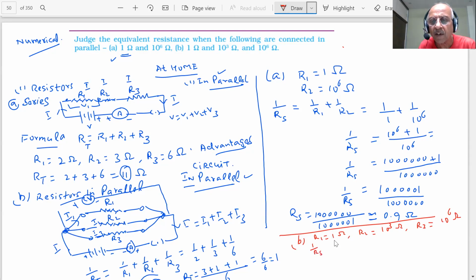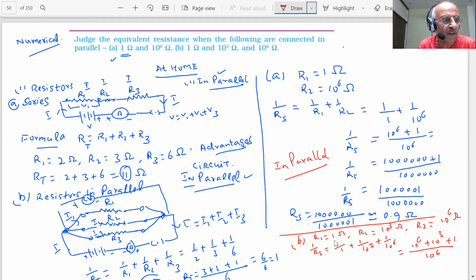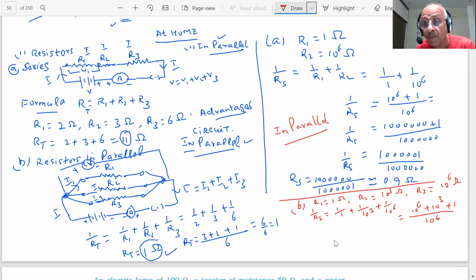Then what is the effective resistance in parallel? They are in parallel, students. 1 by RS is 1 by R1, which is 1, plus 1 by R2, which is 1 by 10 power 3, plus 1 by 10 power 6. So what will be the result of this? If I take the LCM, 10 power 6, what will it come to? This will be 10 power 6 plus 10 power 3 plus 1. So what is the value coming, students? What is 1 by RS equal to?